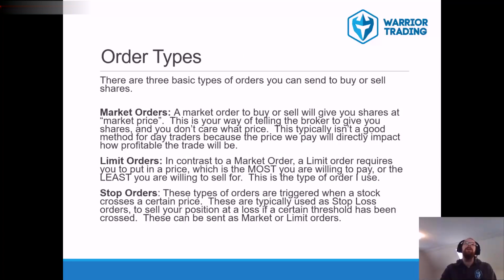So the first thing you'll notice is that there are several order types. You've got market orders, limit orders, and stop orders. Those are the 3 basic types of orders. All right, so a market order is an order to buy or sell that will get you shares at market price. Basically, you're saying to your broker, go get me 1,000 shares, and I don't really care what the price is. Market price is whatever it is.